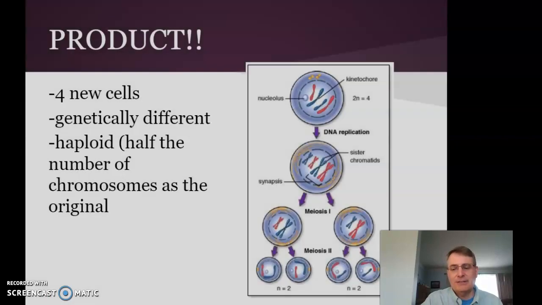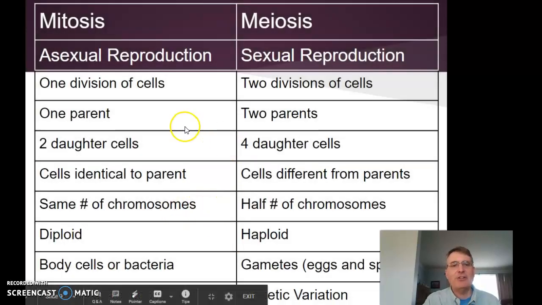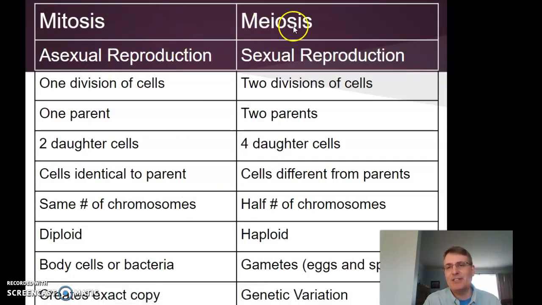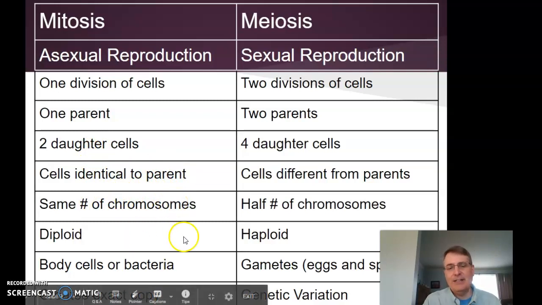So just to see how they're different, mitosis and meiosis. Mitosis is for asexual reproduction, and meiosis is sexual reproduction. Mitosis has one division. You only have one parent. You end up with two daughter cells, and the cells are identical with the same number of chromosomes. Basically, they're going to be the exact copy of each other.